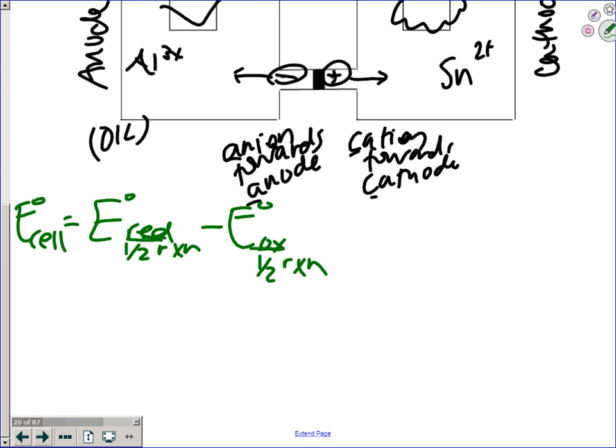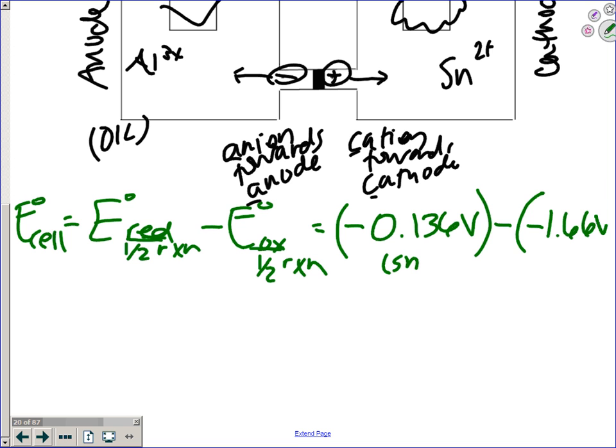So all I want to do is plug in the reduction half reaction number, which was what? Negative 0.136 volts is for the tin electrode. We're taking that and subtracting negative 1.66 volts, and that's for the aluminum half reaction, or the aluminum electrode. So once you've identified who's reduced and who's oxidized, you plug their reduction potentials in. You find their overall difference, which is 1.524, and then what's the unit here?